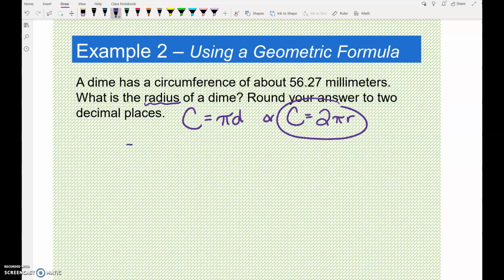The circumference is 56.27 millimeters. And r, we don't know. Okay, what is happening in between the 2 and the pi and the r? Multiplication. How do you undo multiplication? So you can divide both sides by 2 pi. To do that in your calculator in one step, you just need to put parentheses around the 2 pi.